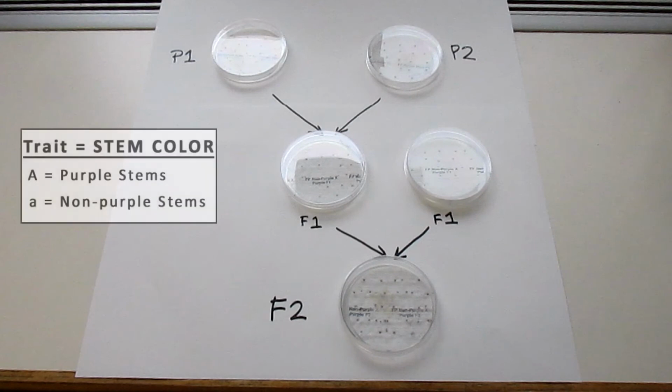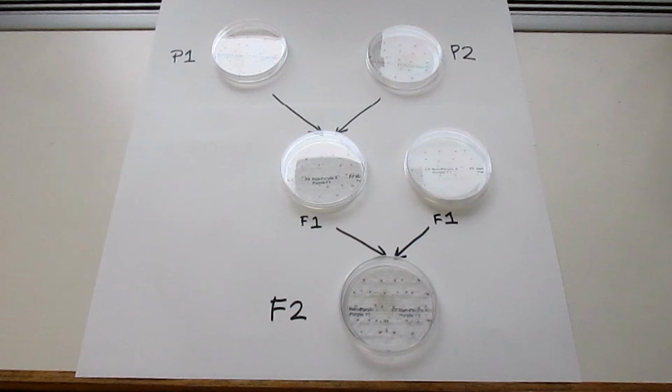We're looking at the trait of stem color. There are two variations, purple and non-purple. P1 has non-purple stems. P2 has purple stems. What we're going to do with our samples of P1, P2, F1, and F2 is place them under an ultraviolet grow light and observe what they look like 72 hours after.